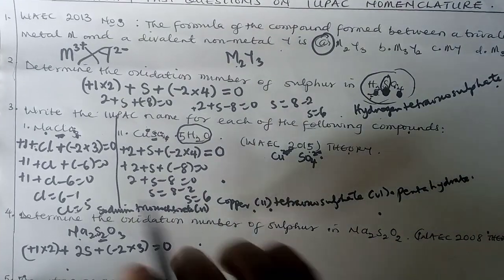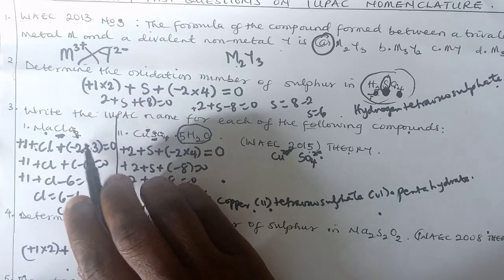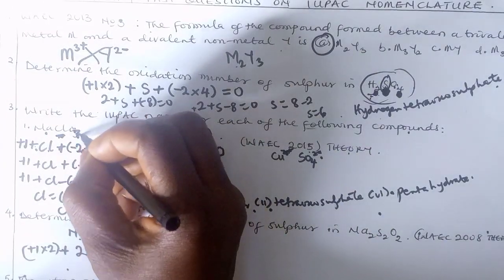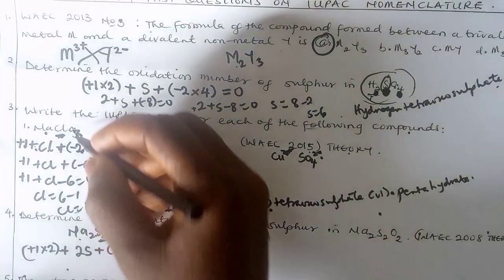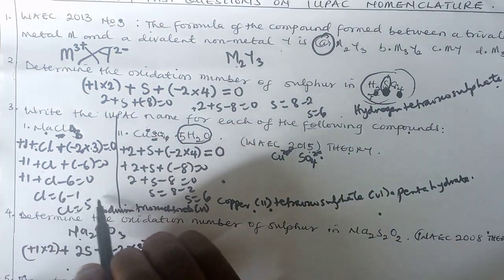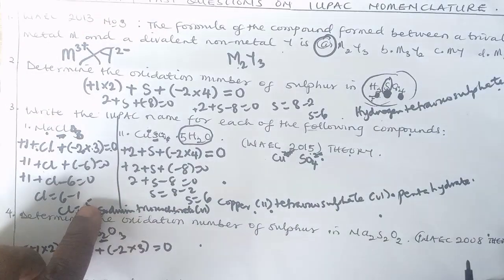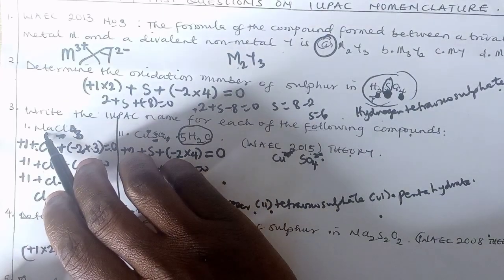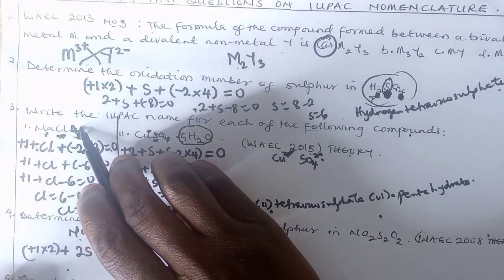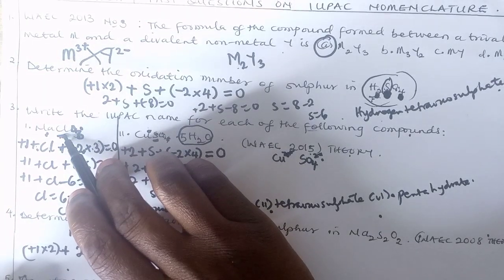In that case, oxygen is gaining 2. That's -2, the oxidation number of oxygen, multiplied by 3, because in the question we have NaClO3. So multiply by 3, and everything is equal to 0. By the time we work this out, we have chlorine as 5. Now naming the compound, we start with the first element, we go to the last element, then we name the central element last with its oxidation number.